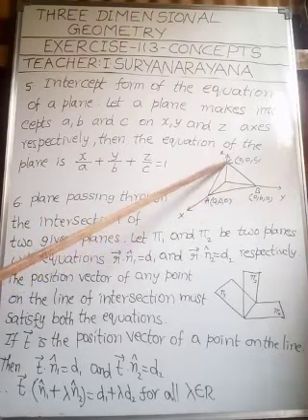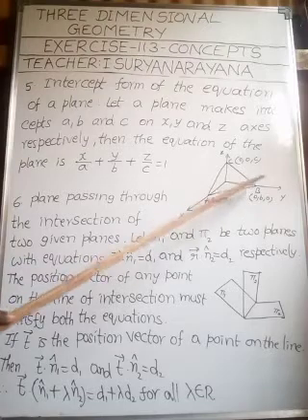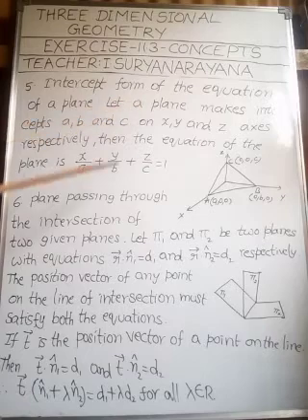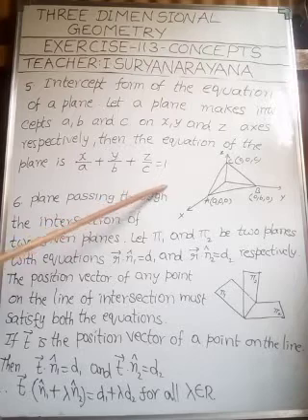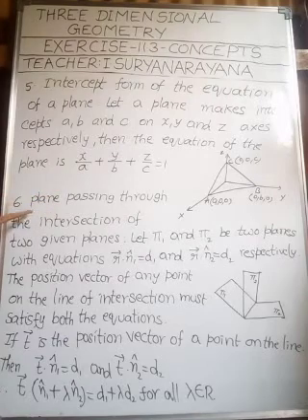Suppose this is a plane. This plane is making intercepts A, B and C on the X, Y and Z axes respectively. Then the equation of the plane is x by a plus y by b plus z by c is equal to 1. Okay, my children, remember this equation as a formula. Okay, my children. Right.